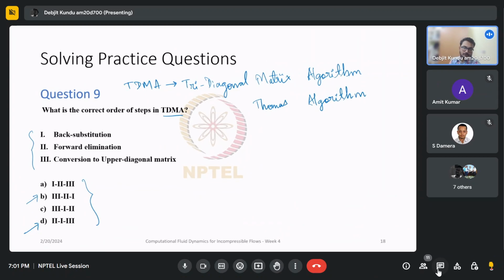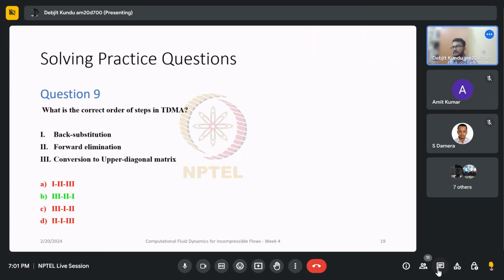Okay, so let's have a look at the solution. It's actually option B, 3 to 1. So why is it so? Let's discuss the tridiagonal matrix algorithm in brief.